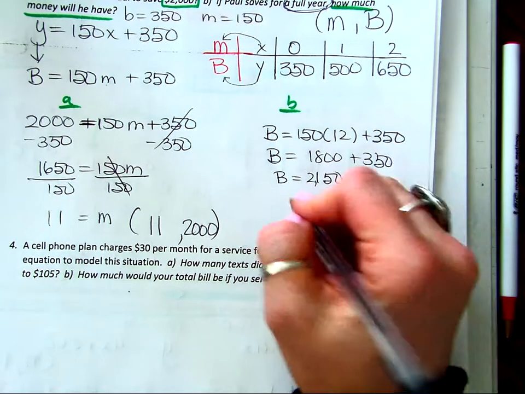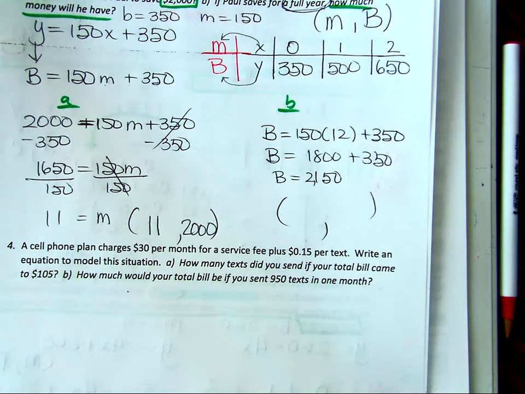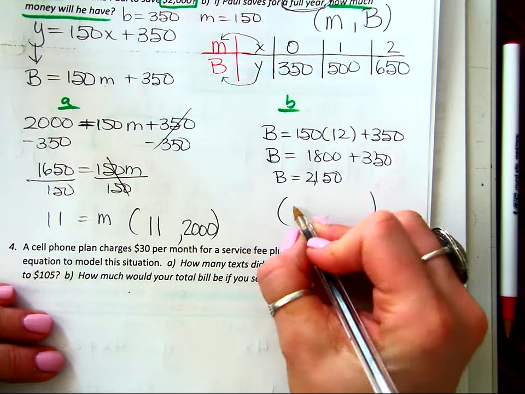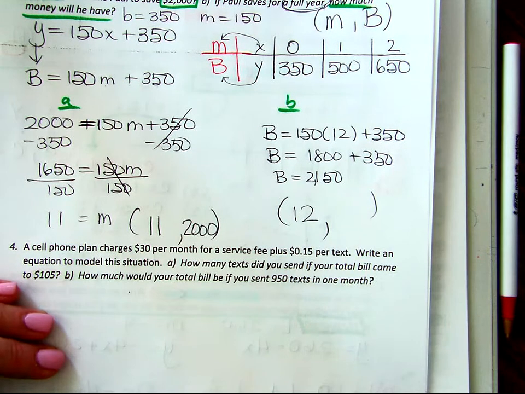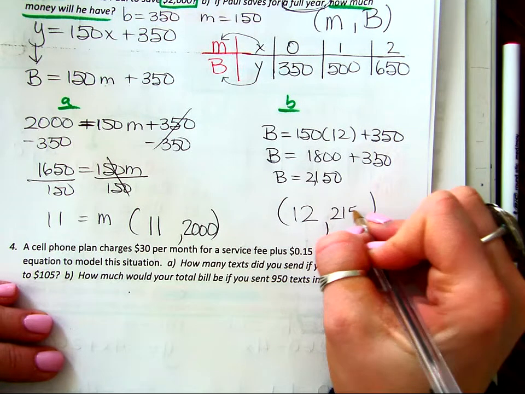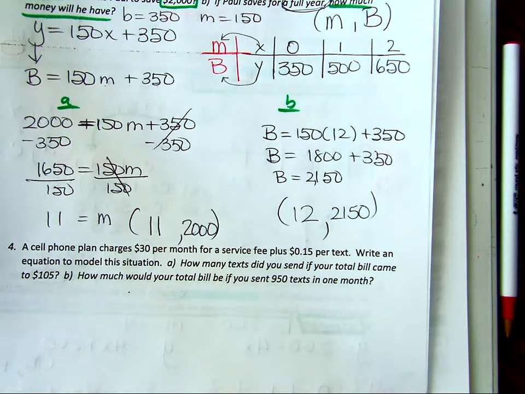So finish it up. What is your ordered pair? After 12 months, your balance will be 2,150. Okay, one more, and then you're on your own.